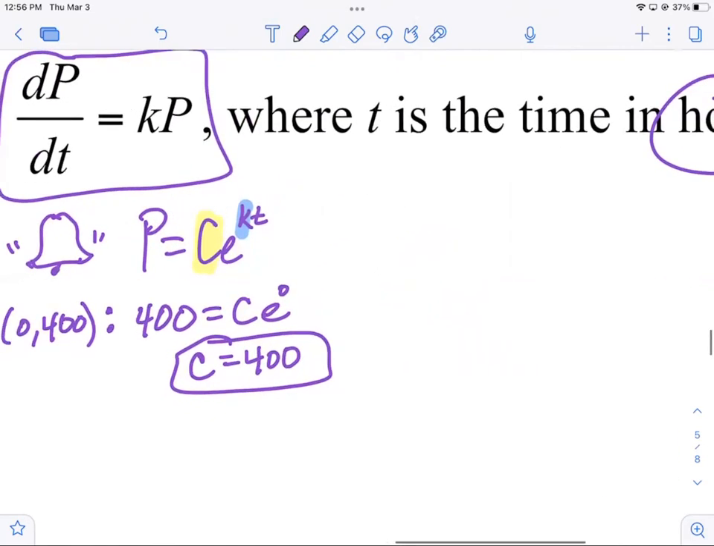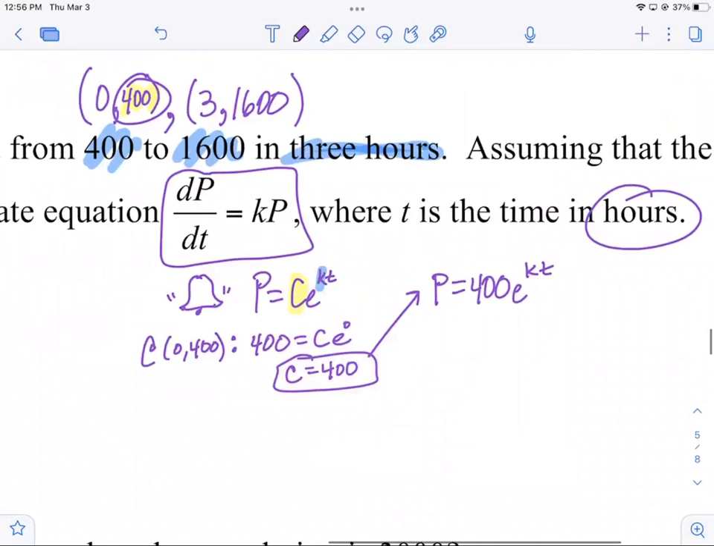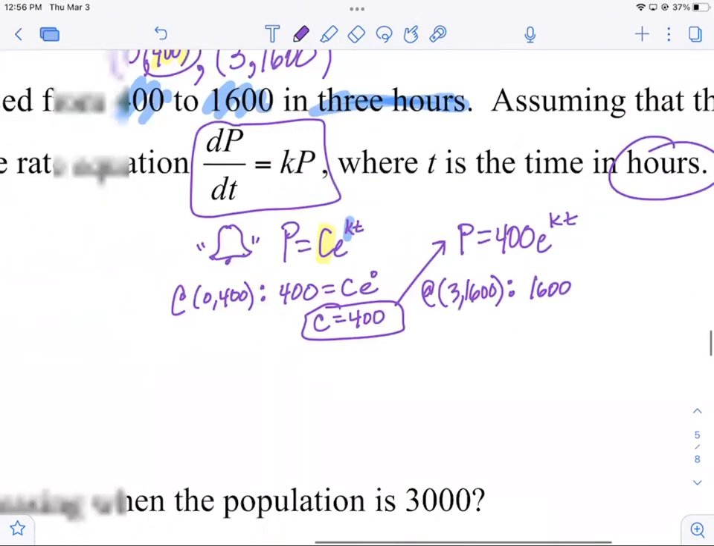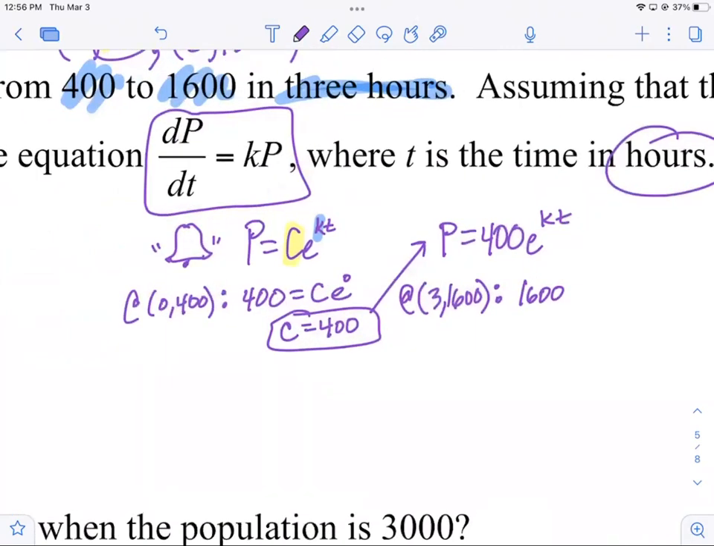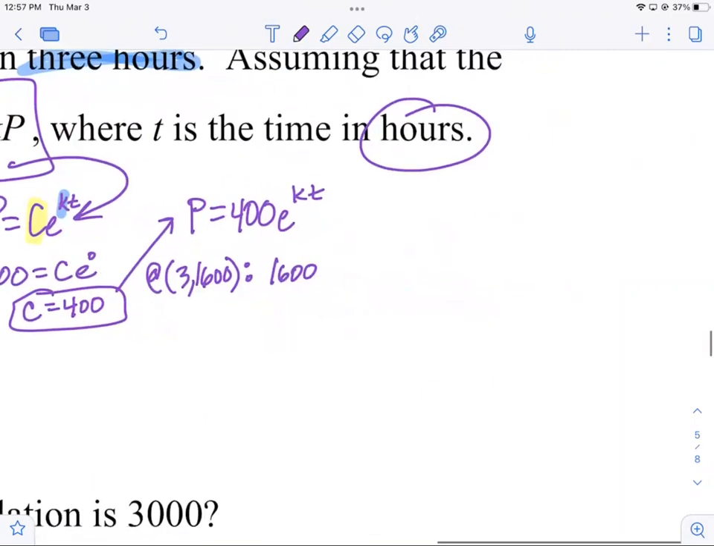And now we can plug that in to the equation. So now we know P equals 400 times e to the KT. Now you could have skipped that step and gone straight to, oh, C is the y-intercept. So I'm starting with this. And now we're going to plug in the other point, (3, 1600). This is really pre-cal, or algebra 2. The only calculus that we did was recognizing that the differential equation had that form as its general solution, right?